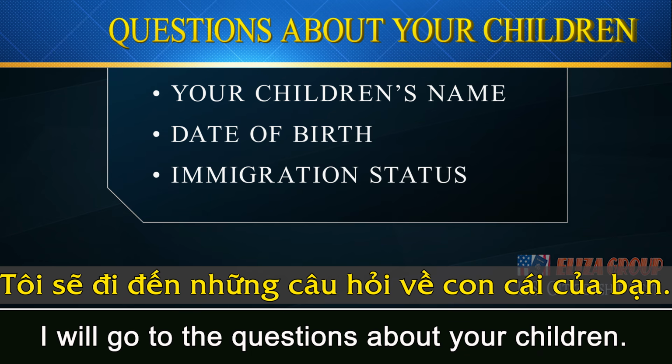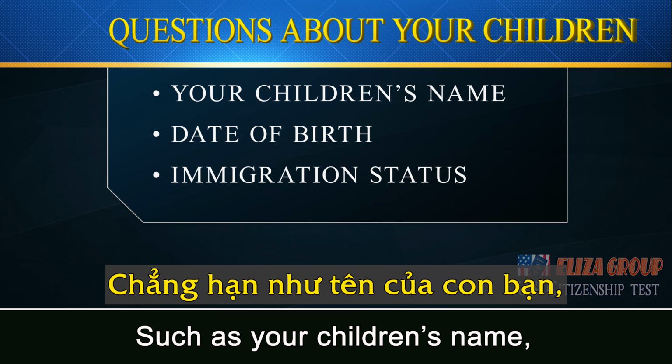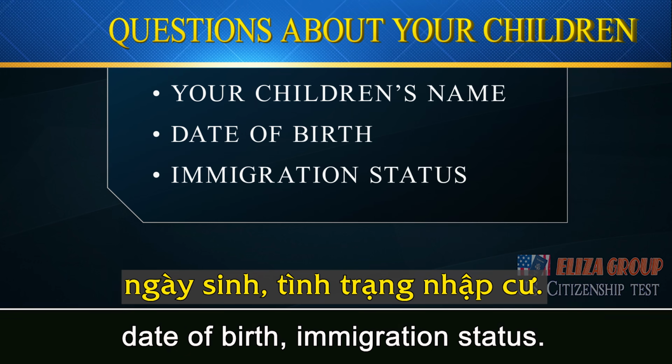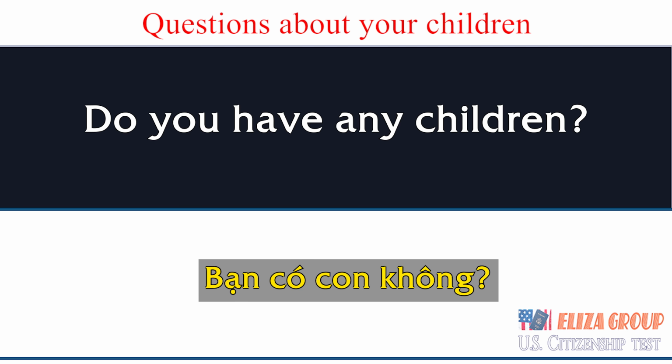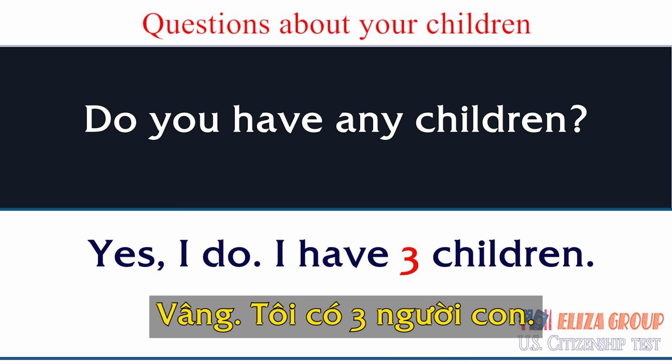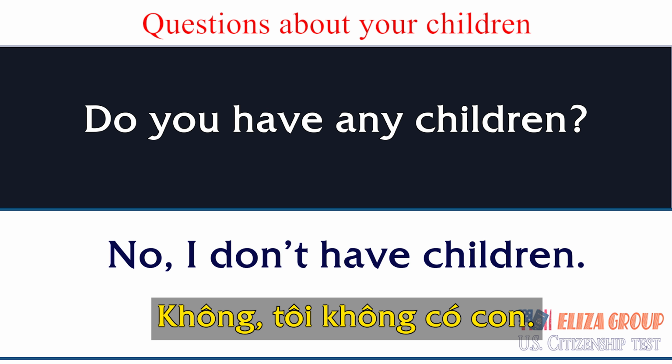Lastly, I will go to the questions about your children, such as your children's name, date of birth, immigration status. If you don't have children, you can skip this part. Do you have any children? Yes, I do. I have 3 children. Or, no, I don't have children.